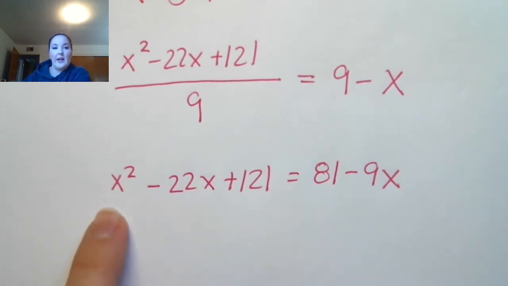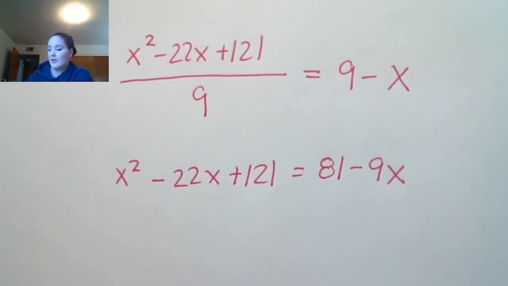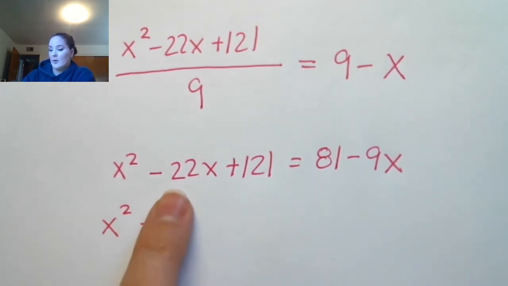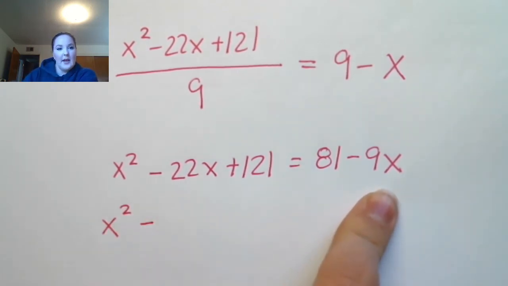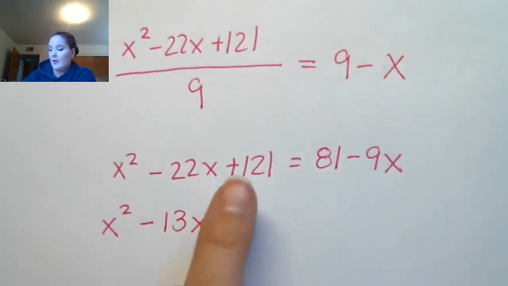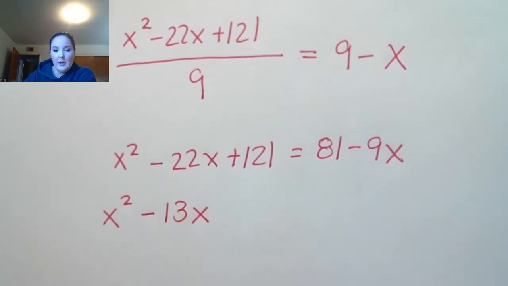This is a quadratic. I have x squared, so I'm going to move everything to one side and factor. Negative 22 plus 9 is negative 13, and 121 minus 81 is going to be 40.